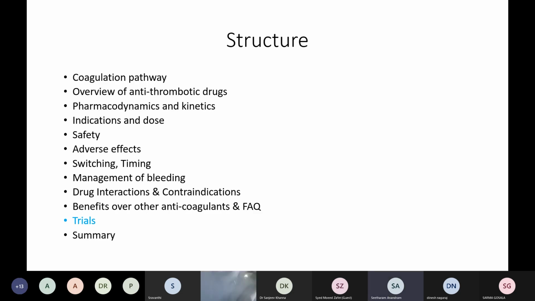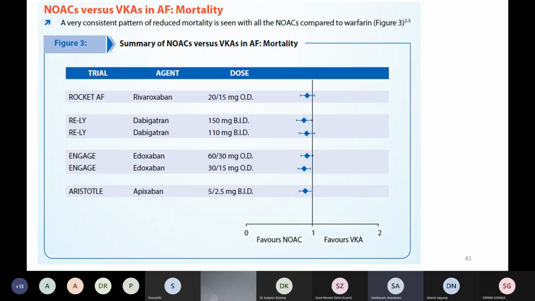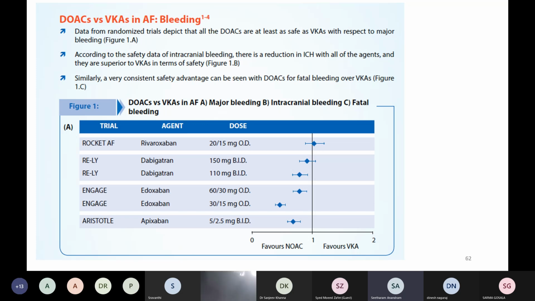Now, coming towards the end of my presentation, there are a few trials because of which these drugs were approved by the FDA and the various European agencies. These include trials like ROCKET, RE-LY, ENGAGE, and ARISTOTLE. Across the board, they showed that NOACs were preferred in terms of efficacy and safety, and also in reducing mortality.